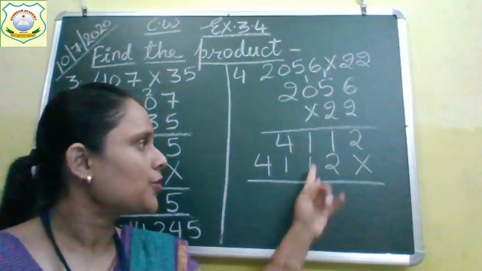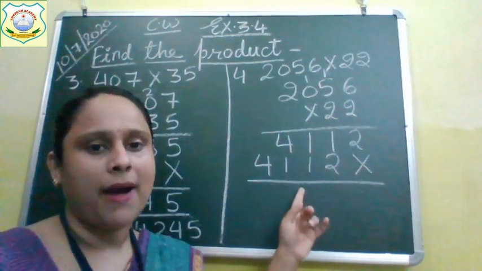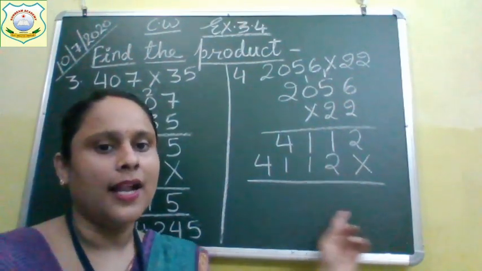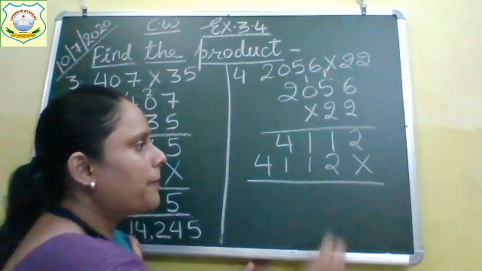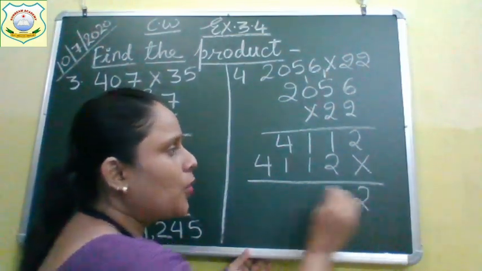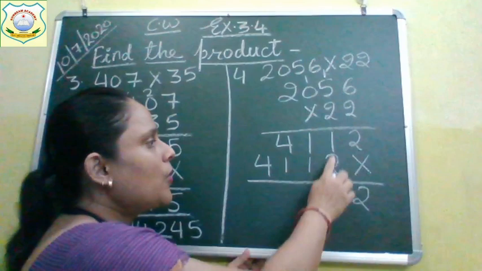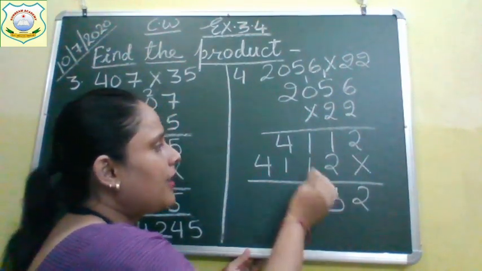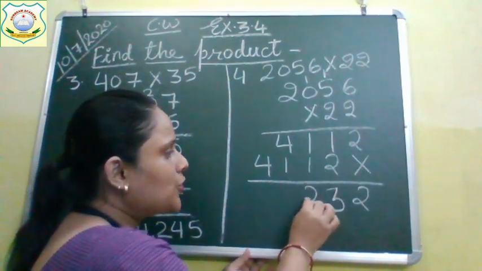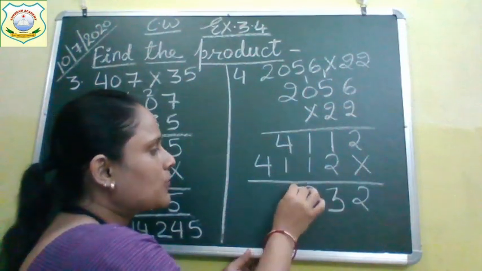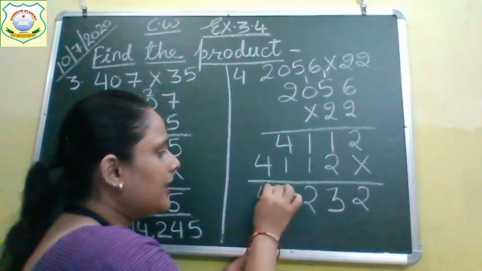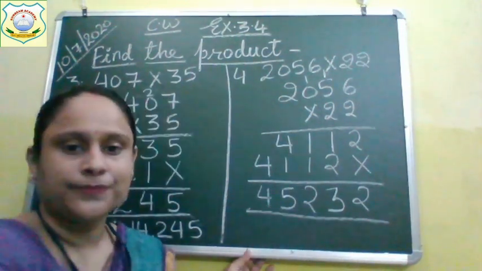Now what we are going to do? We are going to add both the partial products to get the final product. 2 added to 0, you will get 2 over here. Okay, 2 plus 1 you will get 3. 1 plus 1 you will get 2. 4 plus 1 is 5 and then here you will get 4.